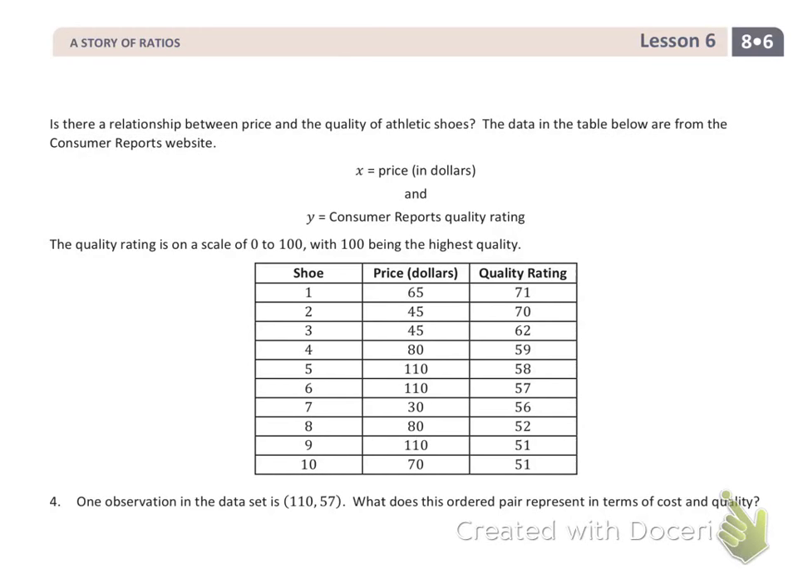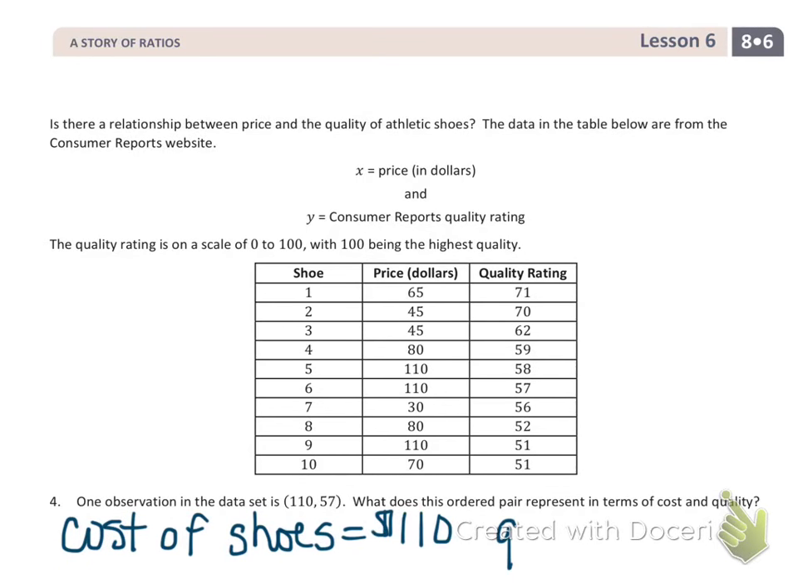So this would be shoes that cost, this would be cost of shoes is $110. Quality rating would be 57. Okay, so just keep in mind what the X and the Y are standing for.